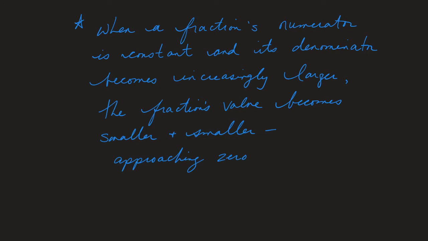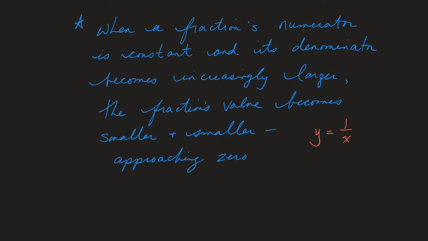What you see on your screen now, and I'm going to give you a moment to get that down because I think that is so important, it's worth copying into a note. When a fraction's numerator is constant and its denominator becomes increasingly larger, the fraction's value becomes smaller and smaller, approaching 0.